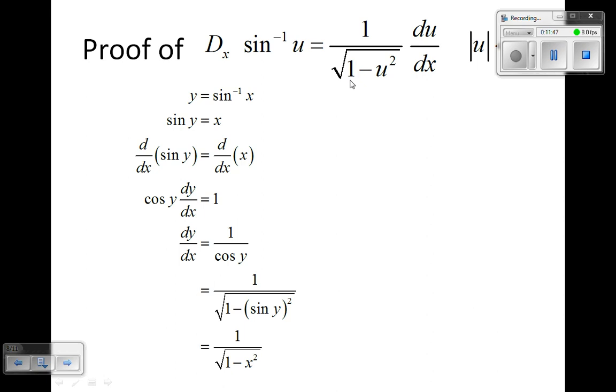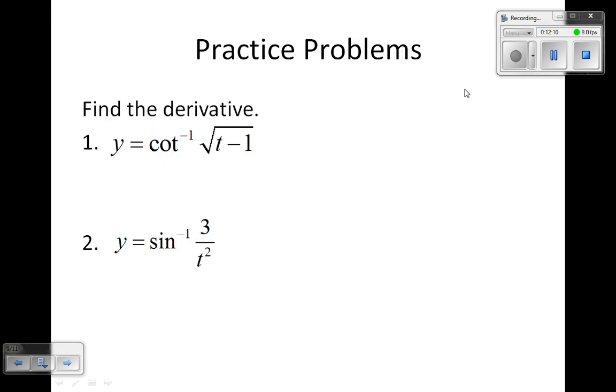Now again, I didn't look at u, I just called it x. But if this right here is not just simply your variable x, maybe it's x squared or x cubed or something like that, then don't forget you would have your chain rule part. You'd be taking the derivative of whatever that part there is. Okay, and that's it. So I have 2 problems for you to try.